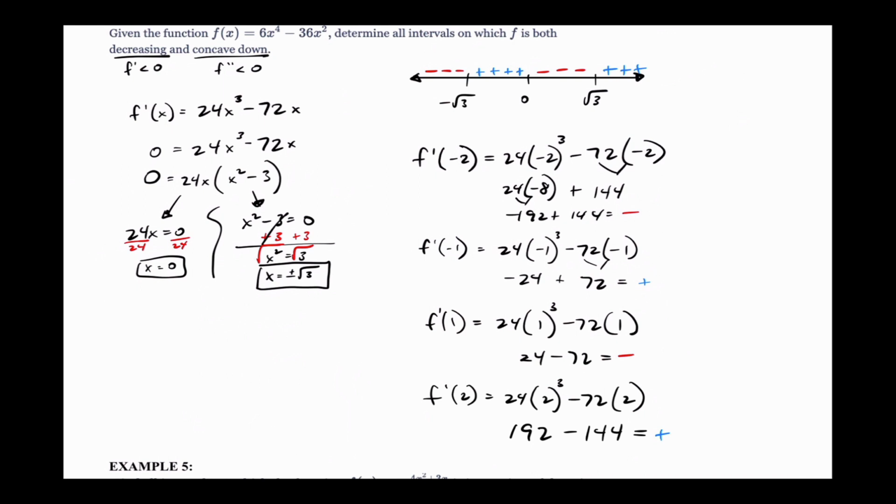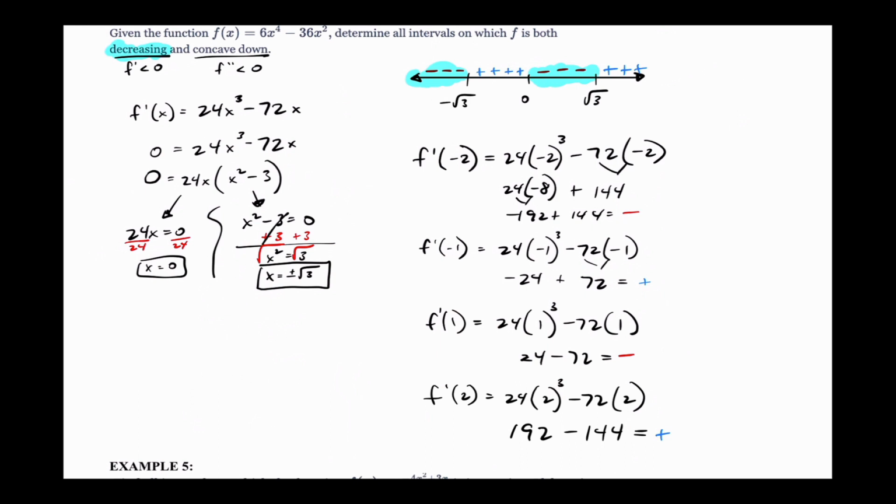So we are decreasing here and here. Before the square root of negative 3 and between 0 and the square root of 3. Okay, that's where we're decreasing.